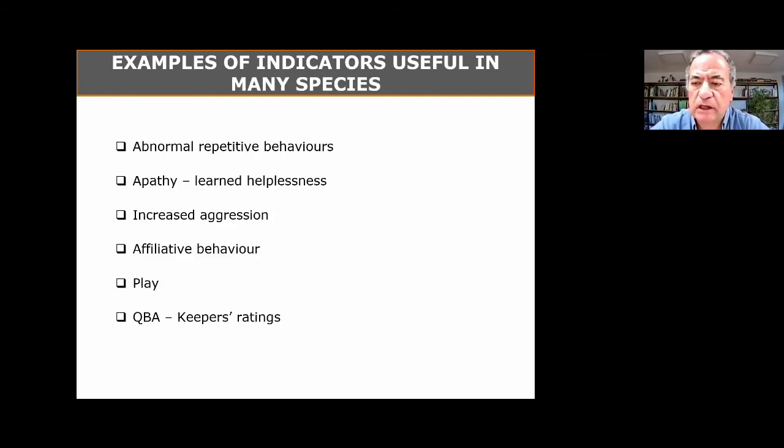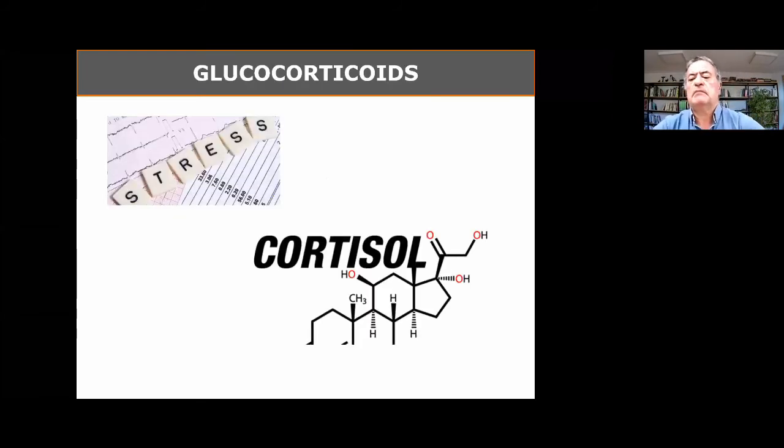Again, not meant to be a comprehensive list, but just to have a try and open it to discussion, I would suggest that abnormal repetitive behaviors, apathy, increased aggression, affiliative behavior, play, and keepers' ratings would be some of the animal-based indicators which are likely to be widely applicable across species, and that I would suggest you consider including in your protocol. Just my final thought.